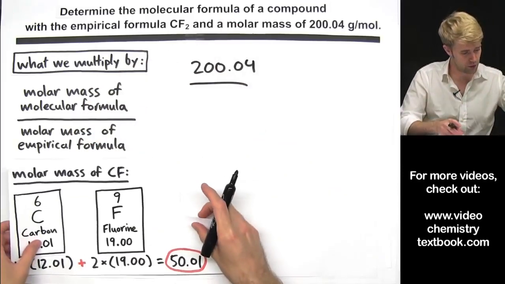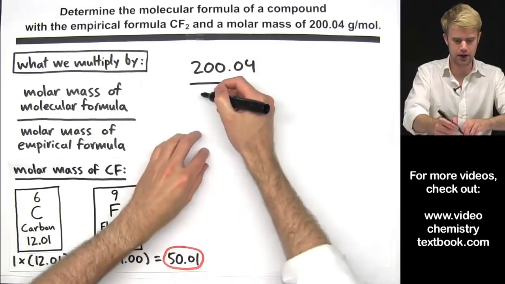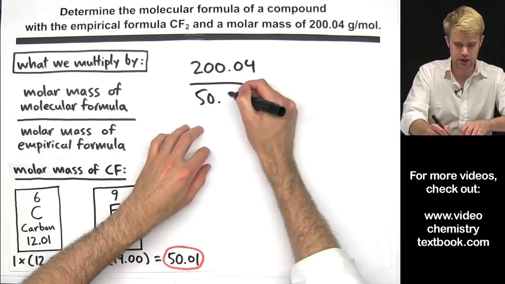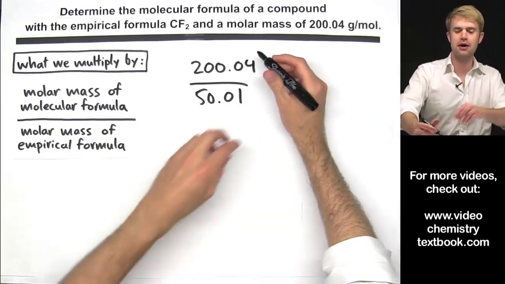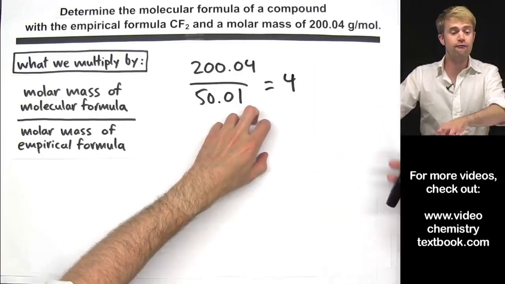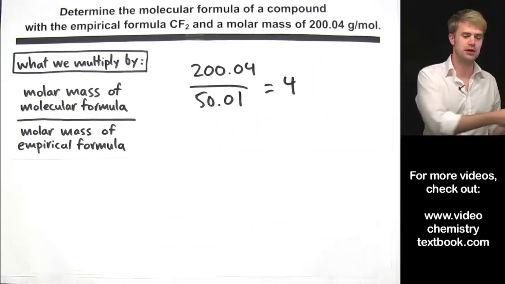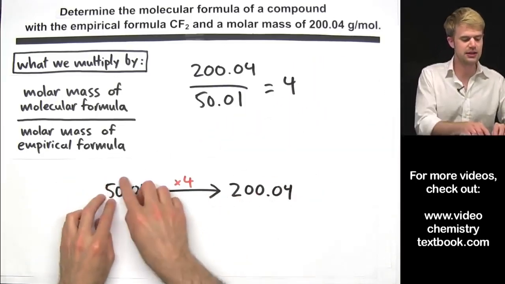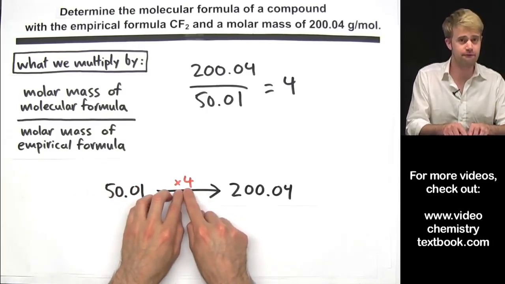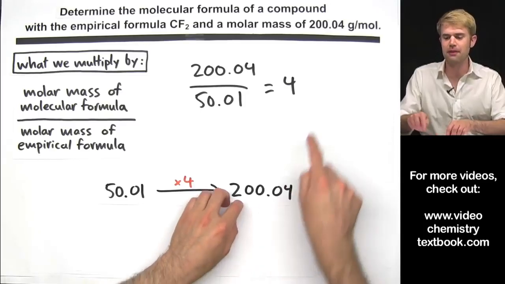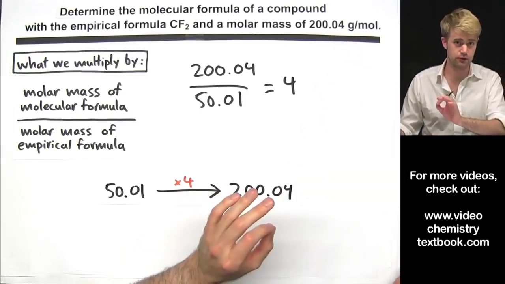In case you forgot what the molar mass of that is, it's right here, 50.01. Okay. We divide this by this, and we get 4. Here's what this 4 means. It means that we take the molar mass of the empirical formula, and we have to multiply it by 4 to get the molar mass of the compound that we're solving for.